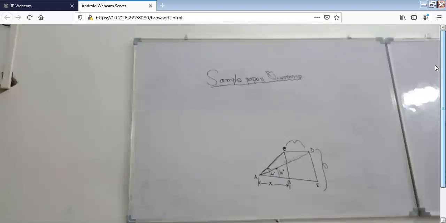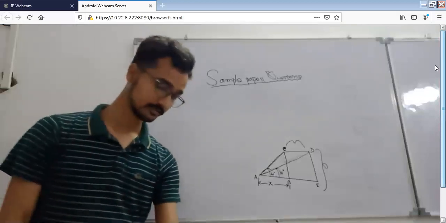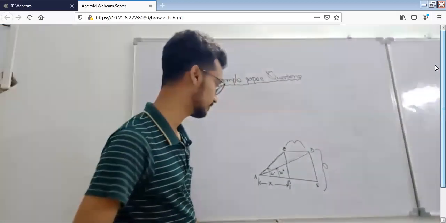The figure is present on the board. It is actually not given in the question, so you have to draw the figure on your own by understanding the question. Try to understand the figure; I have already drawn it.